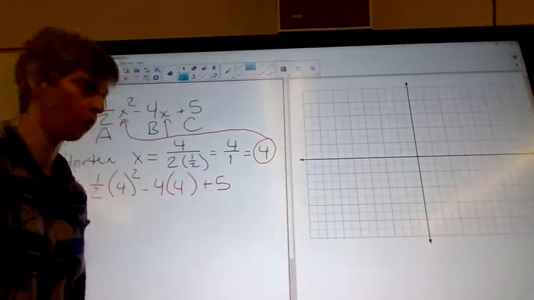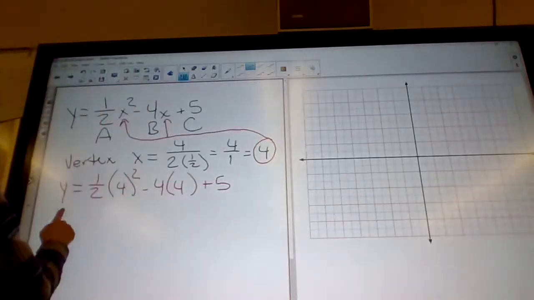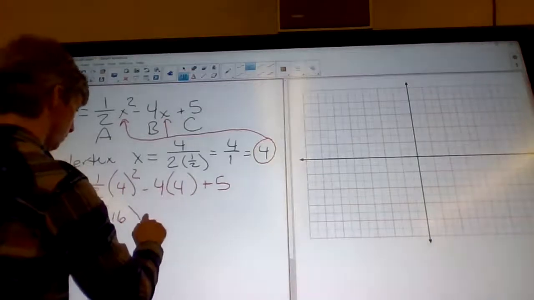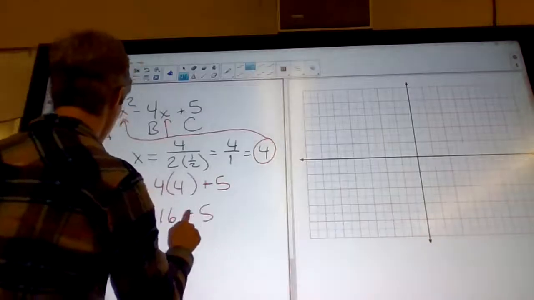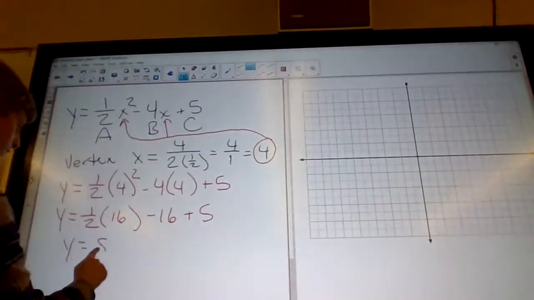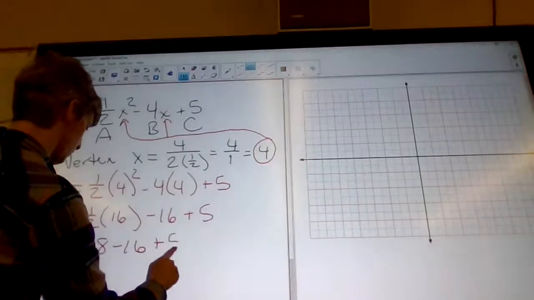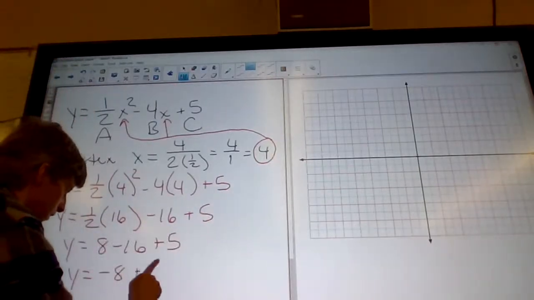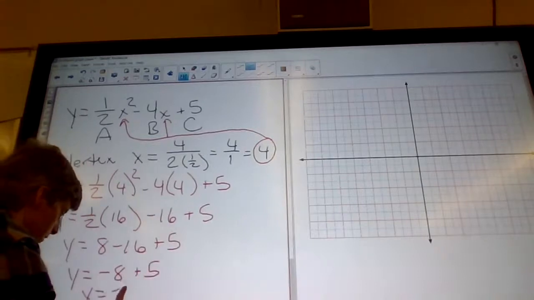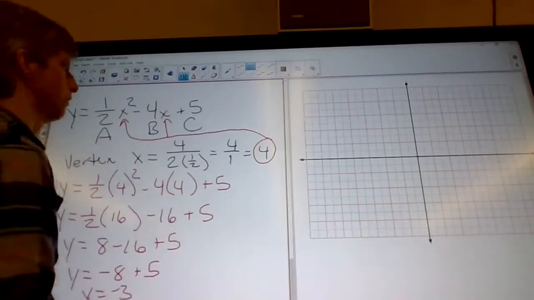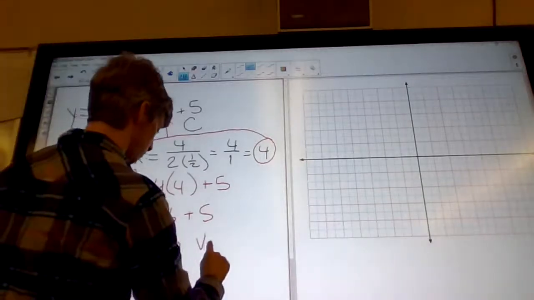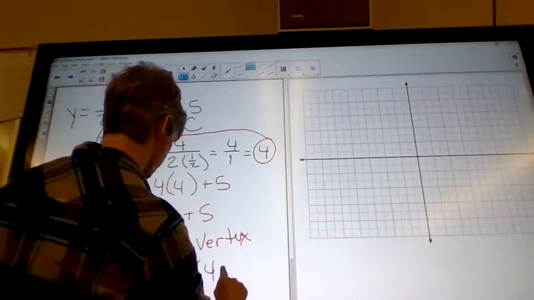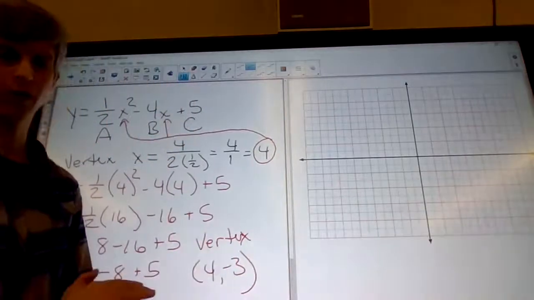Again, I have to remember order of operations. So y equals 1/2, exponents first, 16 minus 16 plus 5. Half of 16 is 8. Left to right, 8 minus 16 is -8. -8 plus 5 is -3. Again, that is your y coordinate. So now my vertex is going to be 4, -3. That's the first point on your graph.